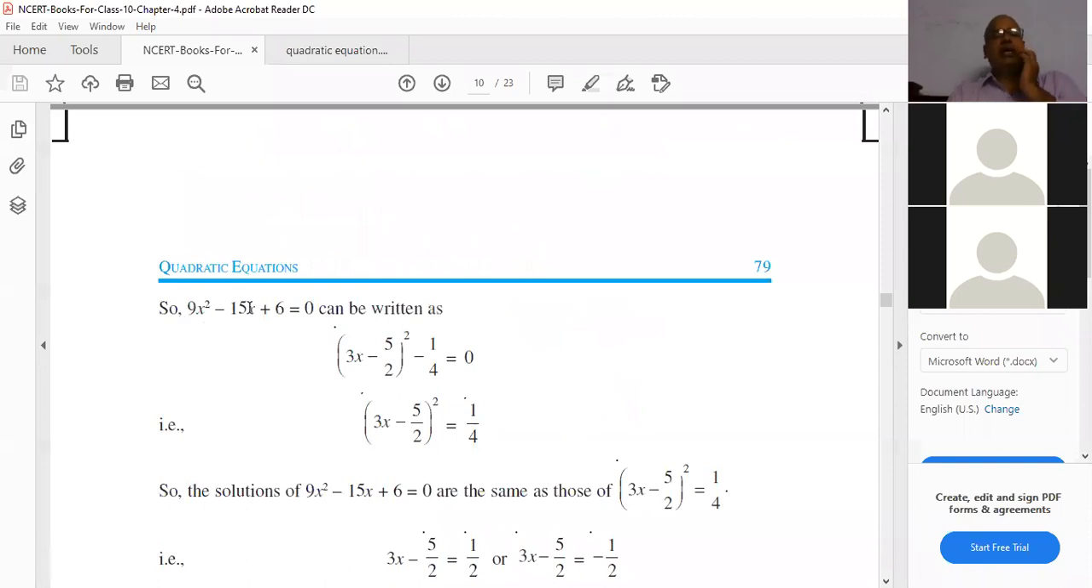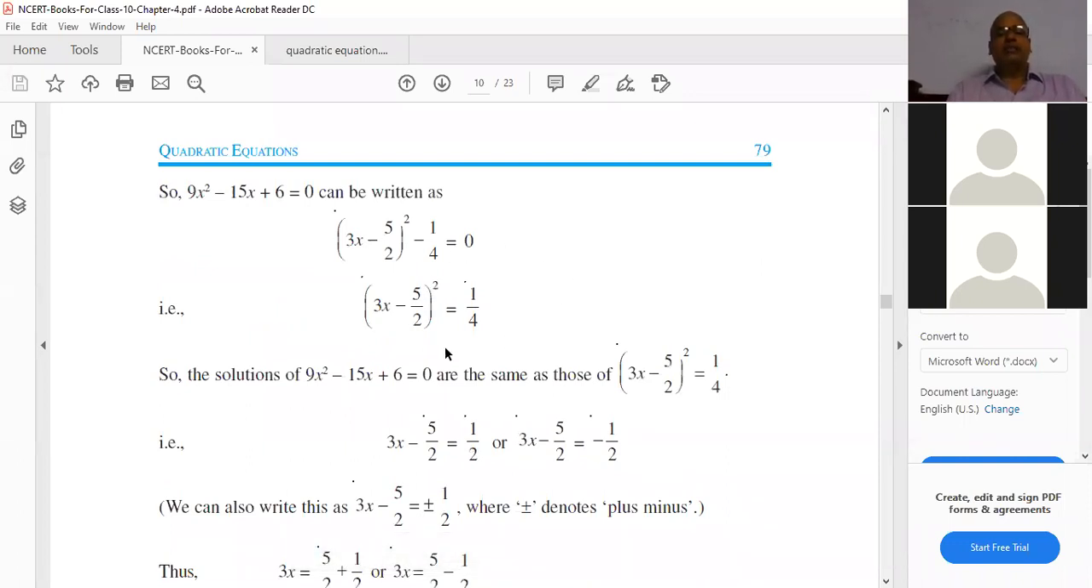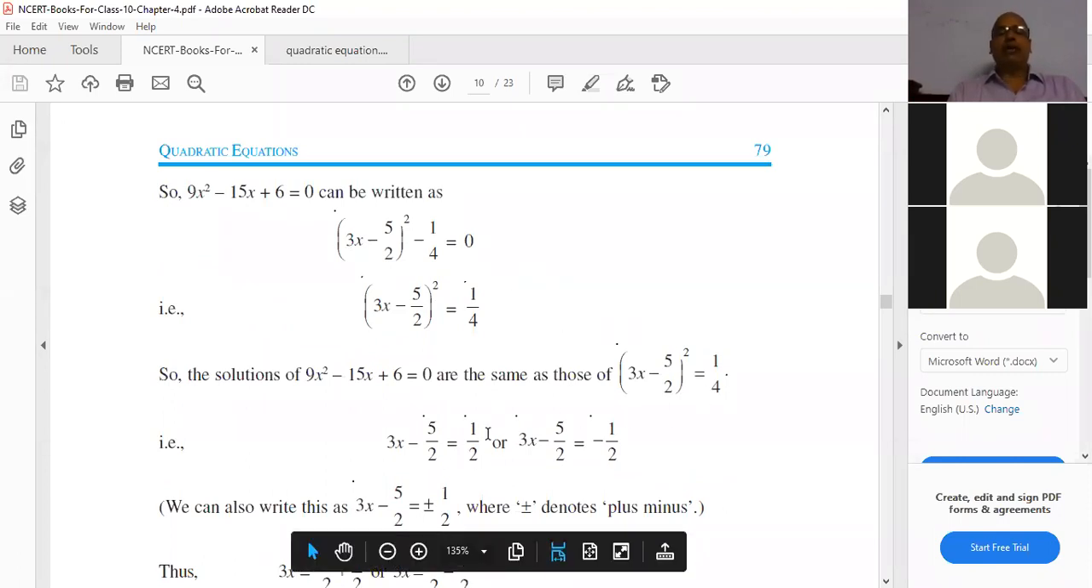So 9x squared minus 15x plus 6 equal to 0 can be written in this form: (3x minus 5/2) whole square minus 1/4 is equal to 0. Now transpose 1/4 to RHS. It is equal to plus 1/4. Then the square, if you transpose to RHS, it becomes a root. Root of 1/4 means we have two values, plus or minus 1/2.